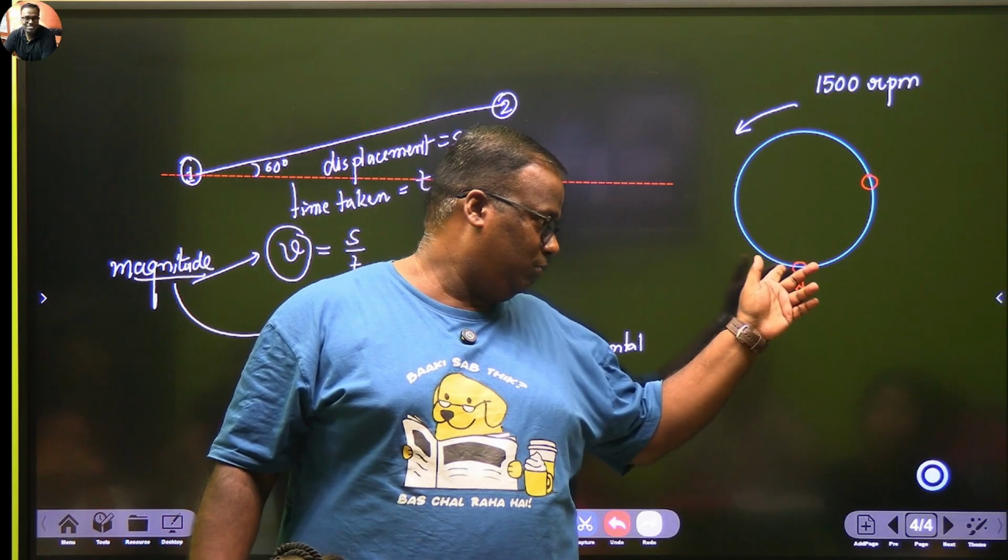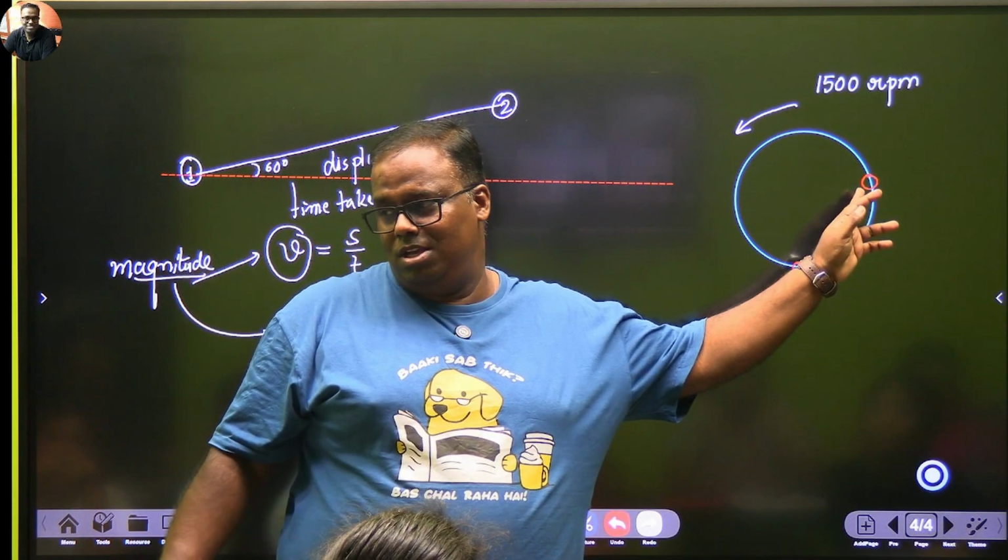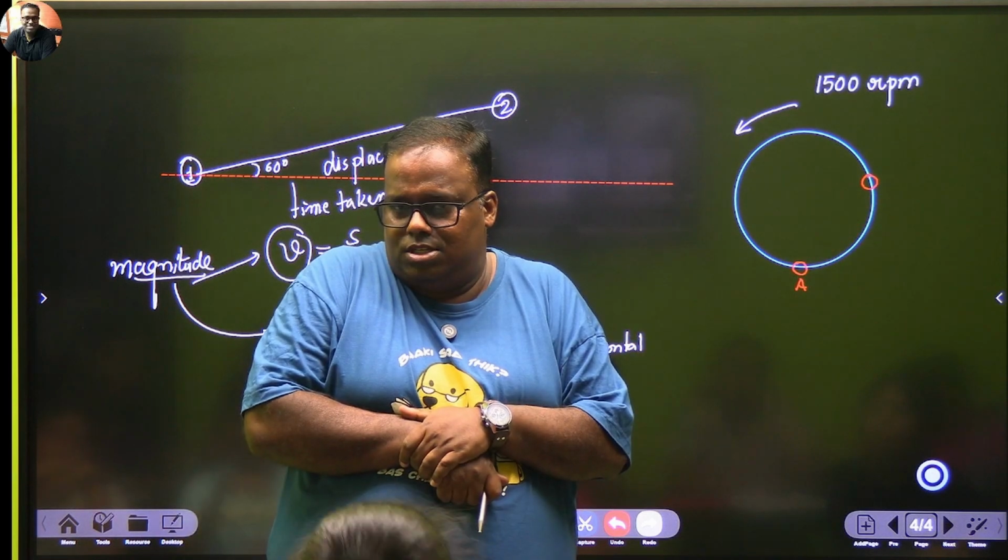What is the speed of this honeybee? 1500 RPM. What is the speed of this honeybee? 1500 RPM, and they are at rest.